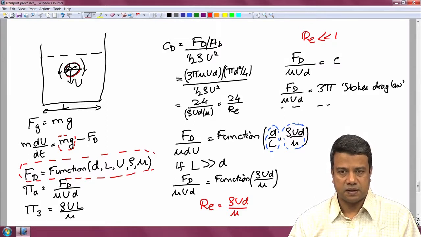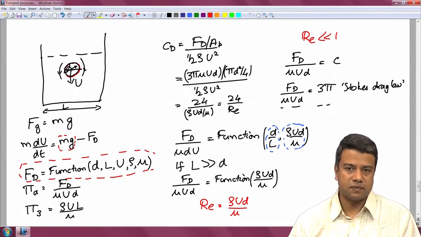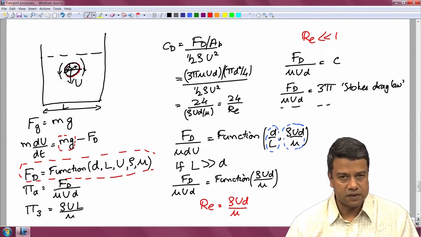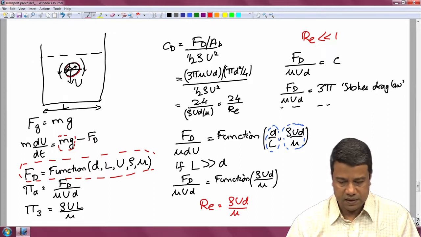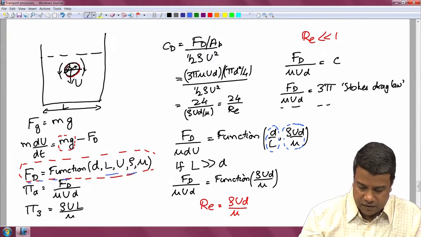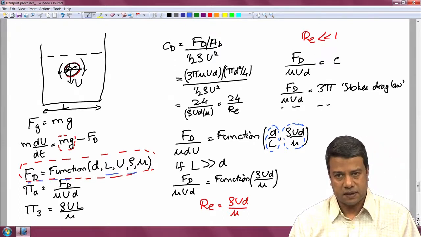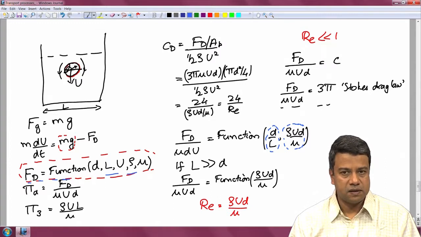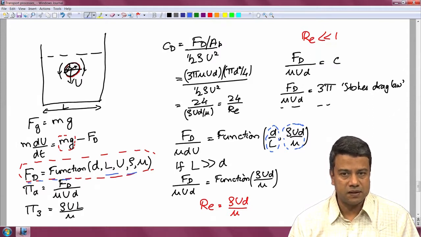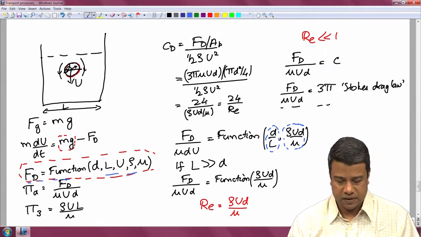This is basically the stress exerted by the fluid on every surface element of the particle, summed up over the entire surface. That gives you the total drag force. And as we had seen in the last lecture, this drag force could be a function of the particle's size, diameter, the velocity of the particle, because if the particle doesn't move, there is no drag force. So it's basically a relative velocity between the fluid and the particle, the density and the viscosity.